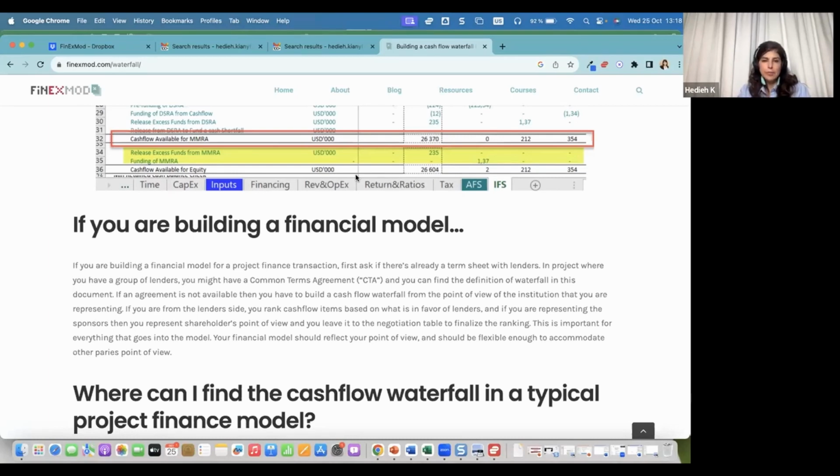Very well explained. Thank you, Hedieh. Srini is asking, certain projects require major maintenance and replacement CapEx on an annual basis. Can we attach priority to this over the debt repayments?